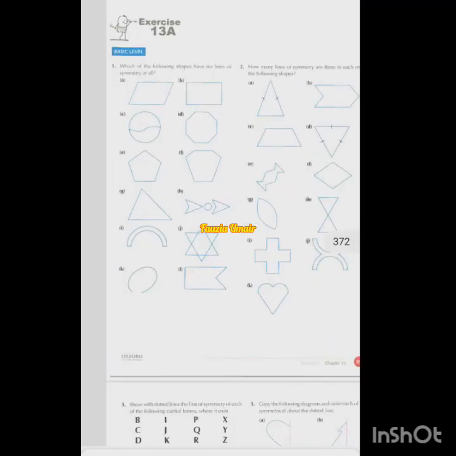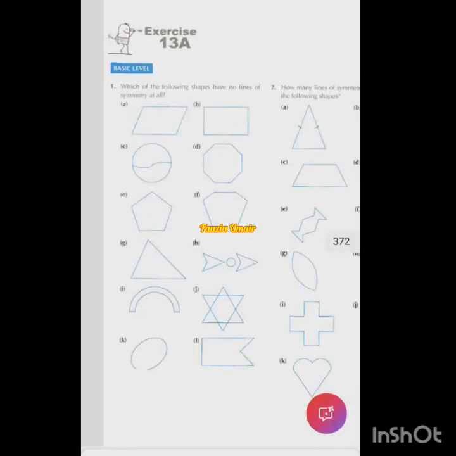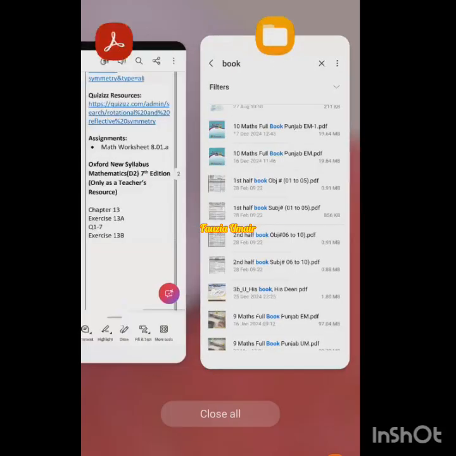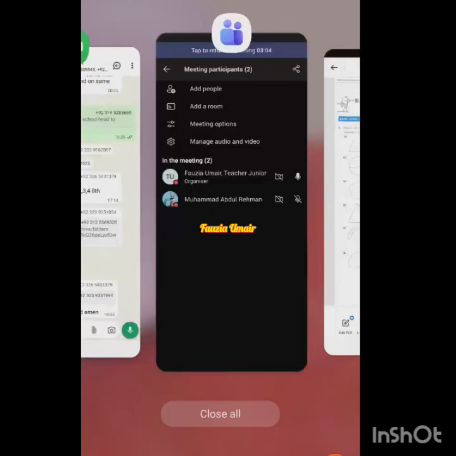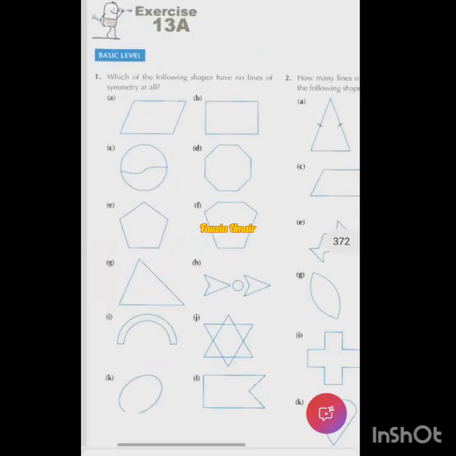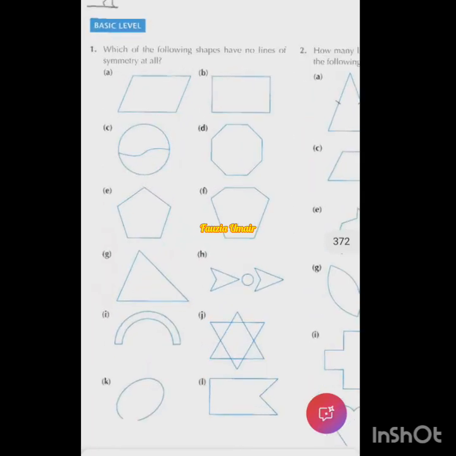So let's start with this question because I think the first seven questions are included in your syllabus. So let's start with this exercise. The first question is, which of the following have no lines of symmetry at all? So what do you think? Which shape is this? Ma'am, in A part?